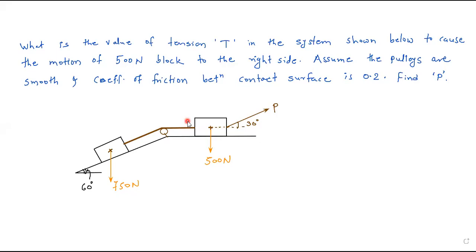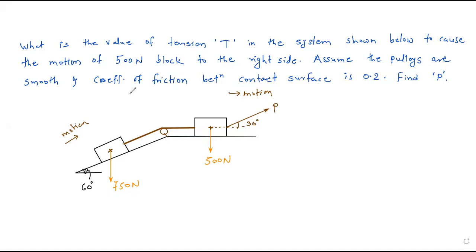Okay, then in the system below, to cause the motion of 500 Newton block to the right side. Now this is the 500 Newton block, and it has to move to the right side. So the direction of motion is given to us. In this direction motion should be there. Now see, if this 500 Newton block is moving up here, then this 750 block will also come up in this direction. So the direction of motion of the 750 block is also this. Where did the direction of motion come from? They have already given in the problem that the 500 Newton block is to move to the right side.